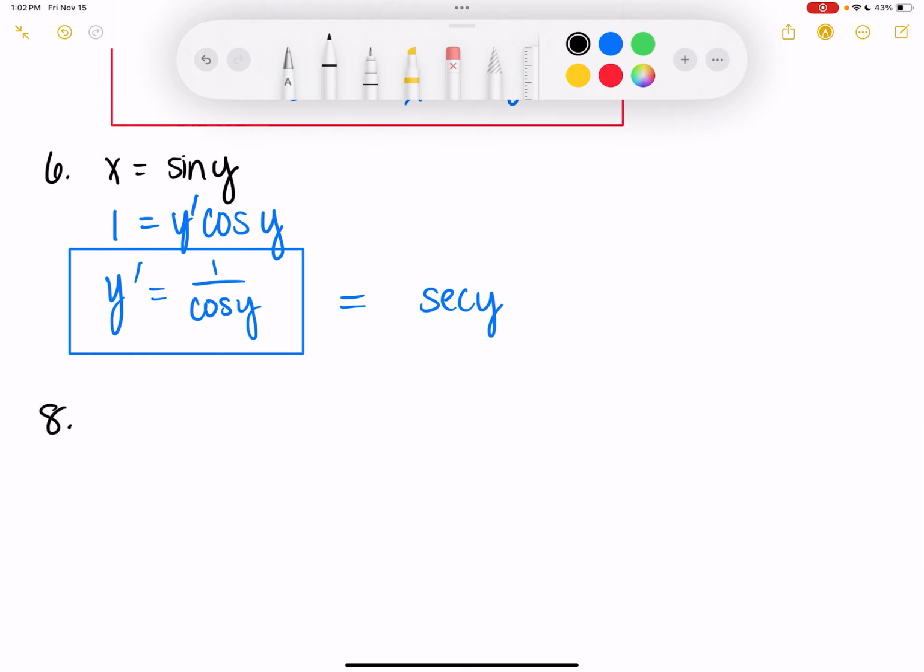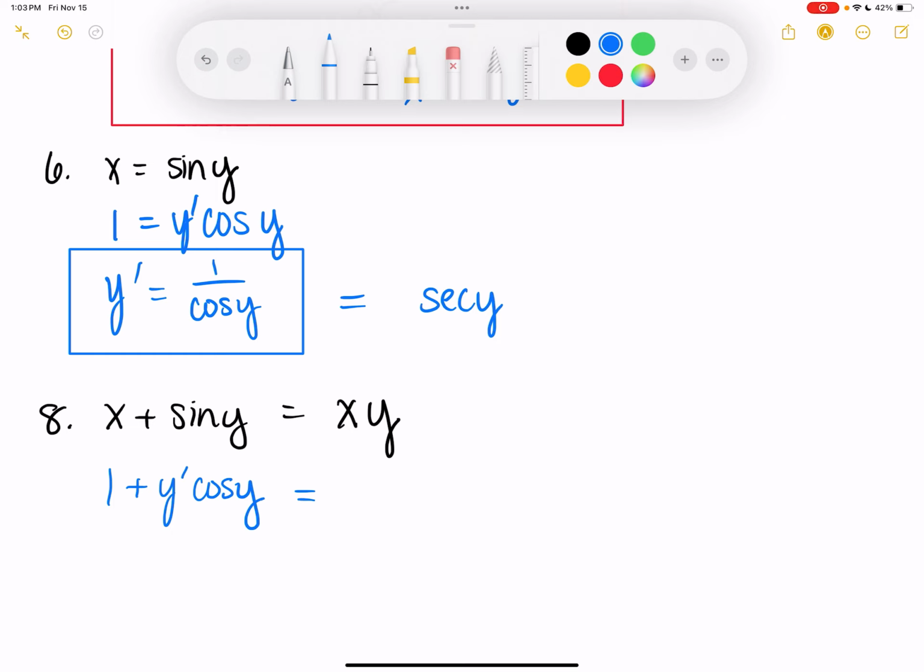All right, 8. x plus sine of y equals x times y. See if y'all can tell me what to do on this one. It'll be 1 plus y prime cosine of y is equal to y prime.